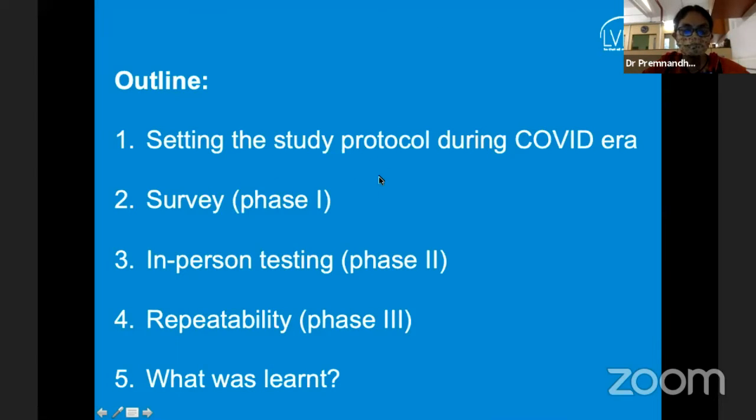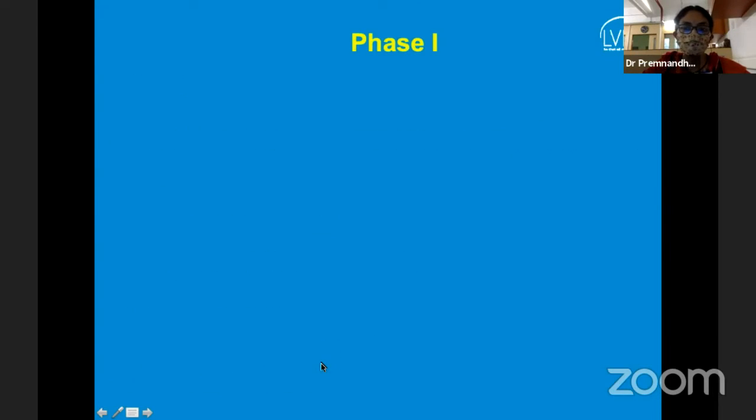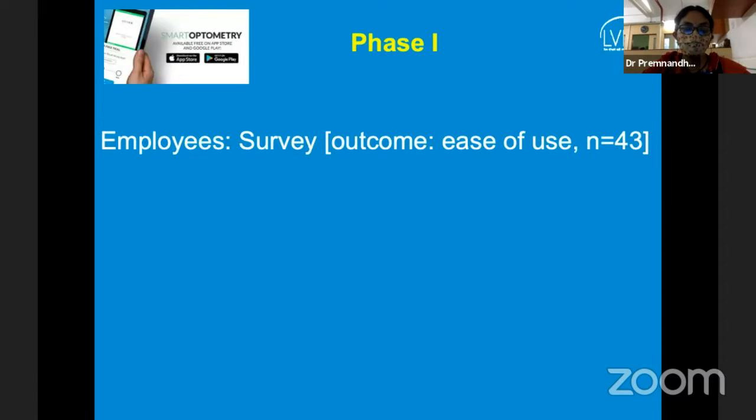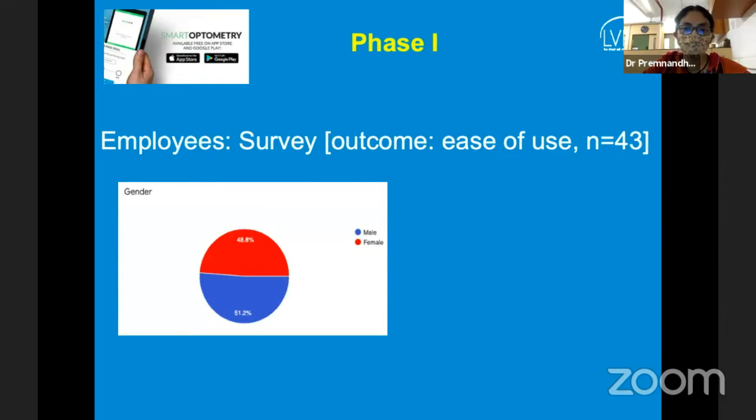As I said, I'll whip through these things and emphasize what we learned through this process. The study was conducted in 3 phases. In the first phase, we did a quick survey last year around April or so, soon after the lockdown started. We targeted our own employees, and about 43 people participated. Of course, this was all online.